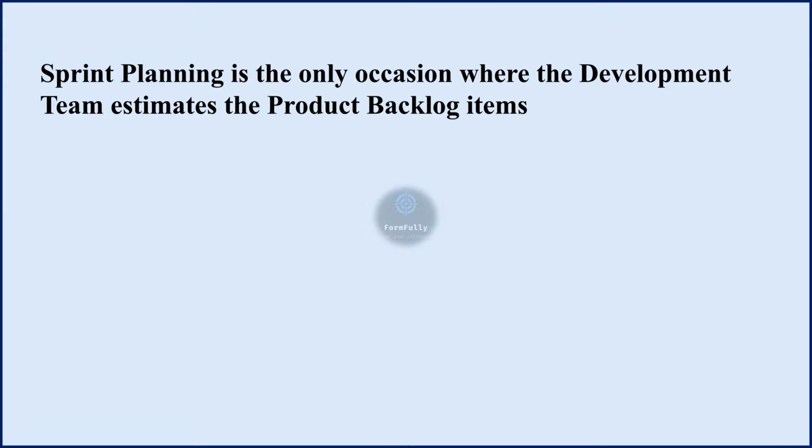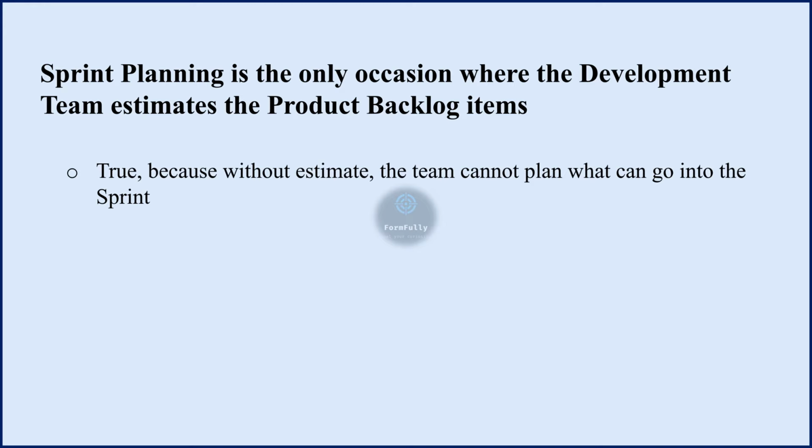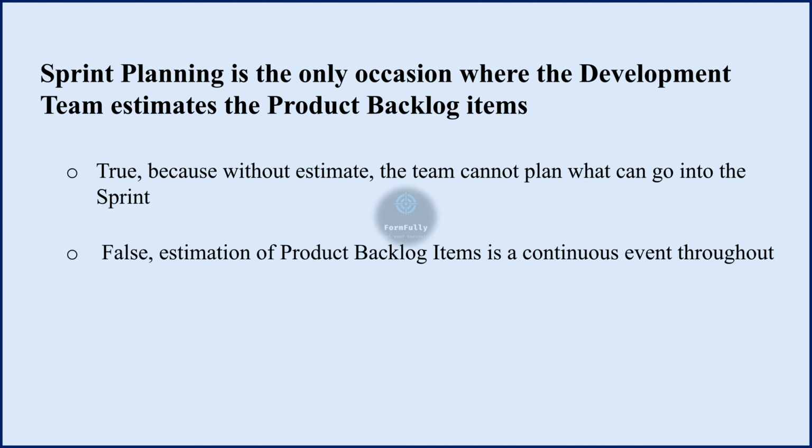Next statement. Sprint planning is the only occasion where the development team estimates the product backlog items. Options are: Option 1, true, because without estimates the team cannot plan what can go into the sprint. Option 2, false, estimation of product backlog items is a continuous event throughout. The correct option is false. In Scrum, the estimation of product backlog items is not limited to sprint planning.